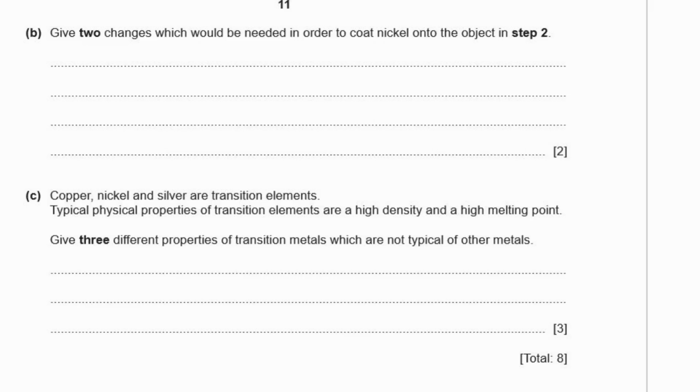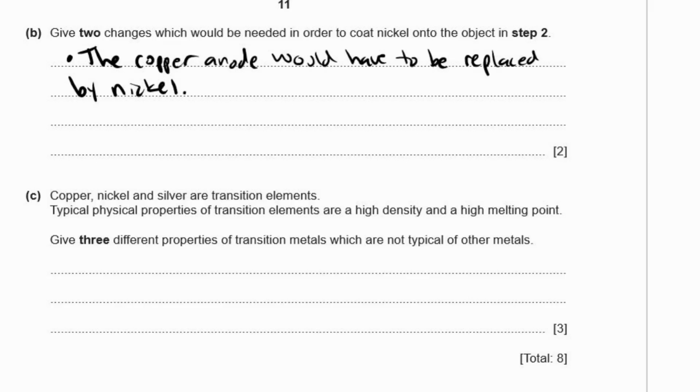Give 2 changes which would be needed in order to coat nickel onto the object in step 2. Well, first of all, you need to change the anode from being copper to being nickel. So the copper anode would have to be replaced by nickel. And the other thing is, you have to change the copper sulfate electrolyte to being nickel sulfate.